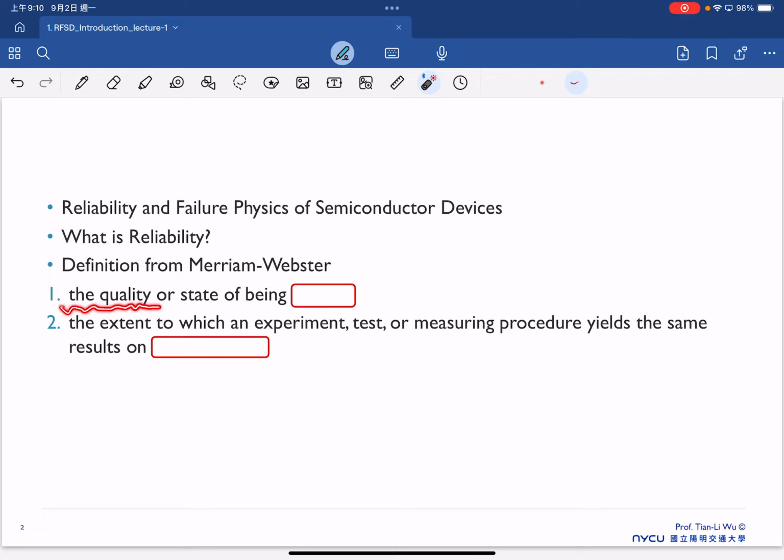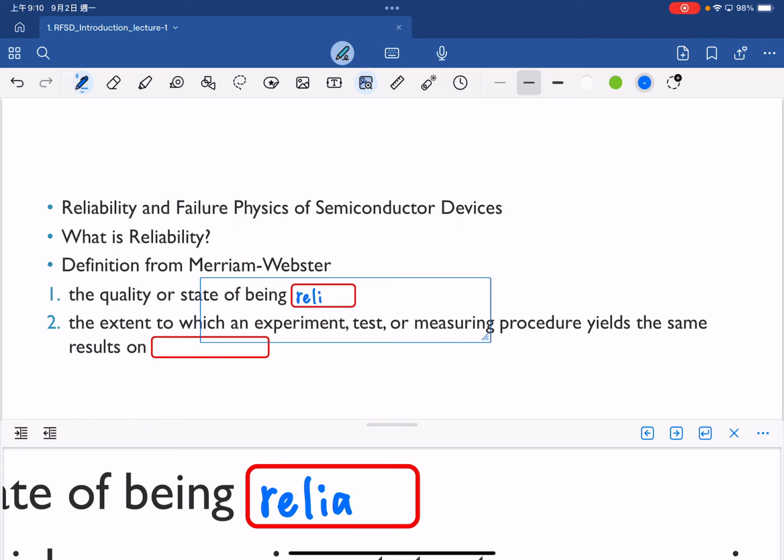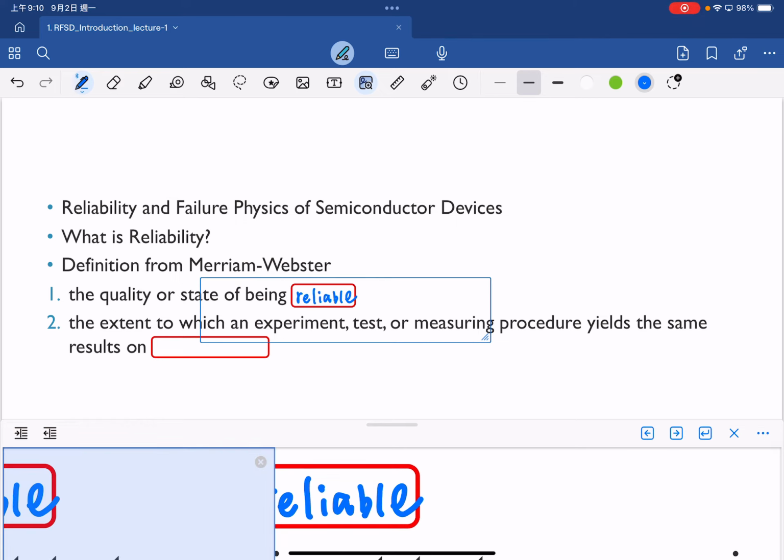The first one is the quality or state of being reliable. For sure, since we are trying to understand reliability, we hope one thing or one status should be reliable. That's the most important meaning that comes from reliability. But the first definition is pretty rough, and the second one is getting more important.